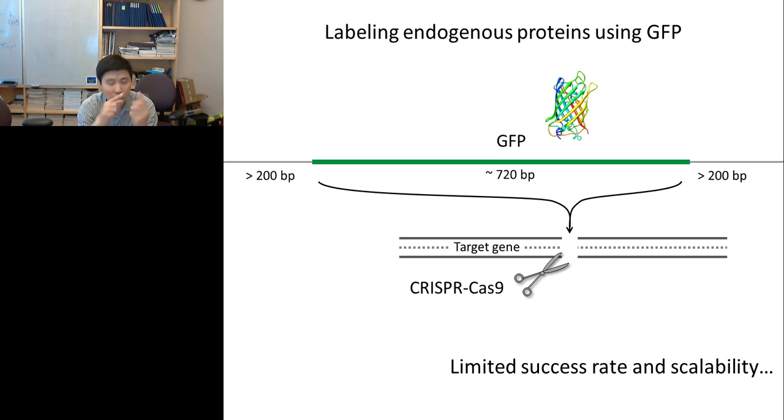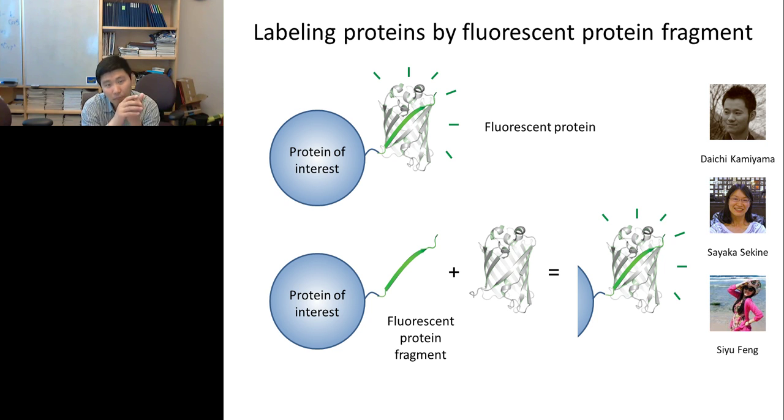It needs to be a label that's small, and it needs to be a label that becomes fluorescent by itself, so that we don't have to do a second step of labeling. To solve this problem, the approach that we have coming up actually is an idea from Daichi Kamiyama, a former scientist of the lab, and Sergey Sakin, a former postdoc in the lab, together with Siyu Feng, an extremely talented bioengineering graduate student in the lab. It is that we don't have to label the target protein with the entire fluorescent protein.